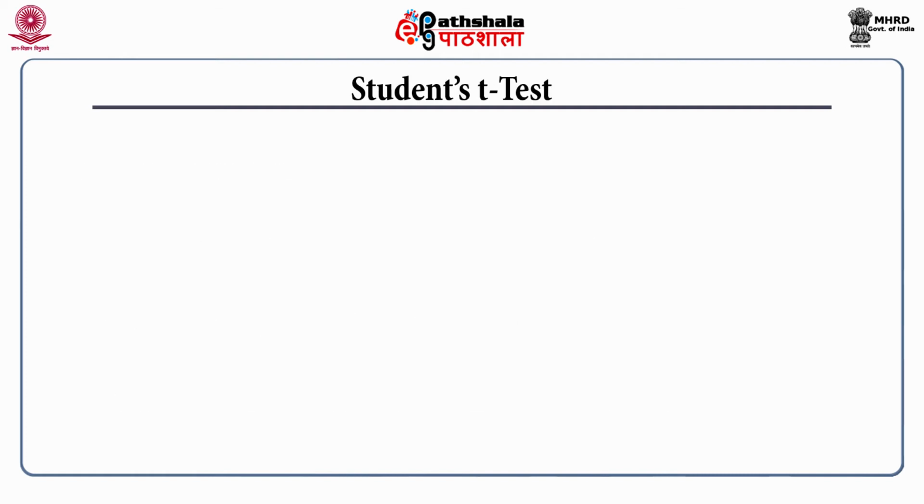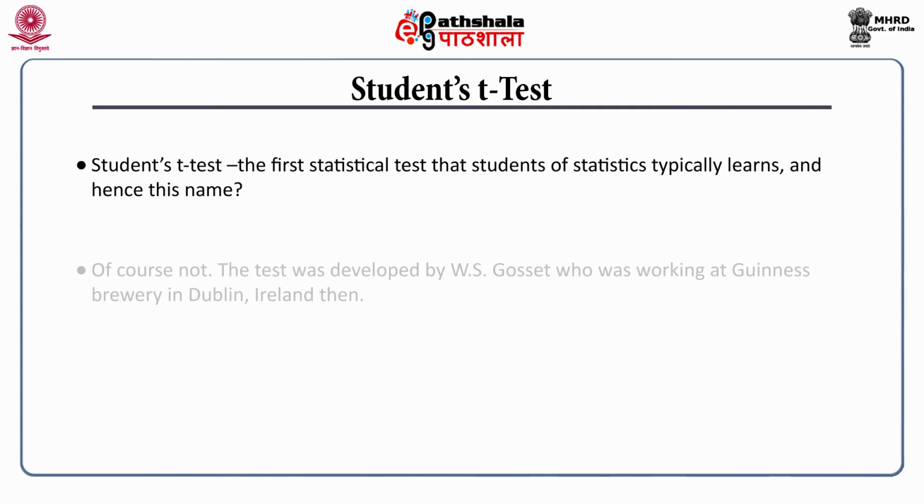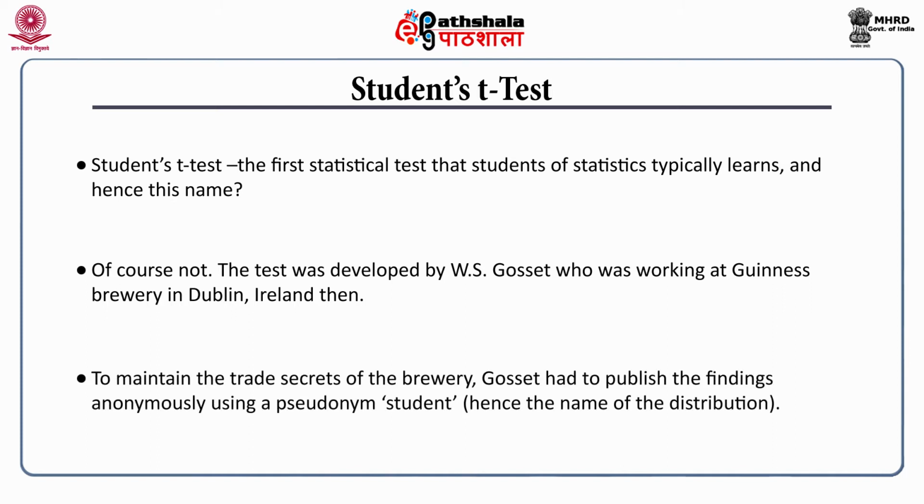Student t-test: the first statistical test that students of statistics typically learn, and hence the name? Of course not. The test was developed by W.S. Gossett, who was working with the Guinness Brewery in Dublin, Ireland then. To maintain the trade secrets of the brewery, Gossett had to publish the findings anonymously using a pseudonym, Student, and that is why the name Student t-distribution came from.